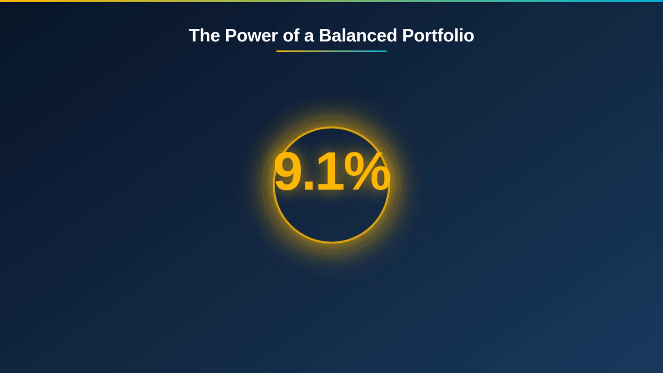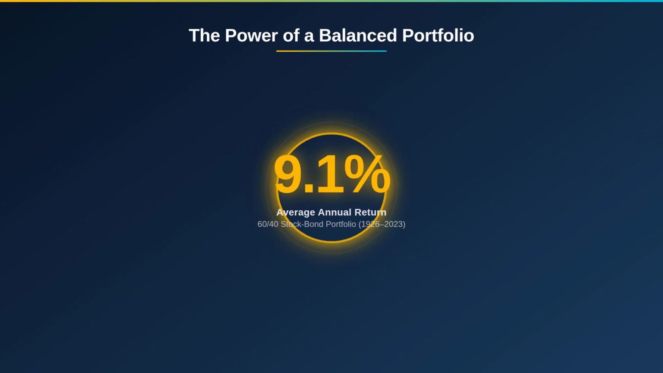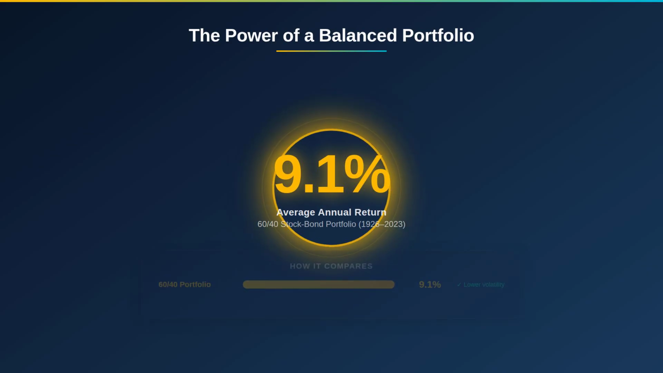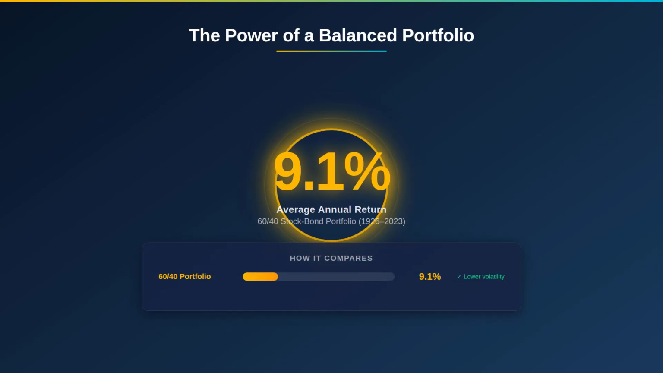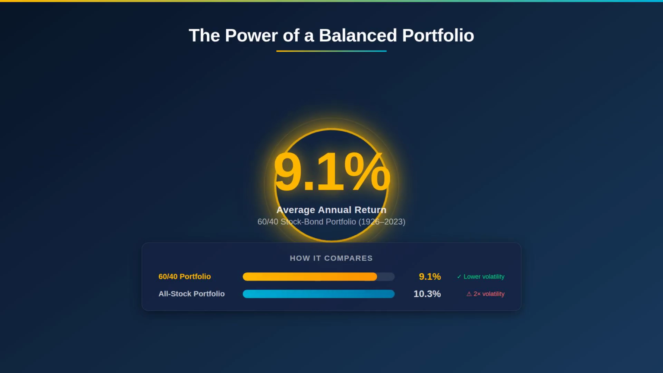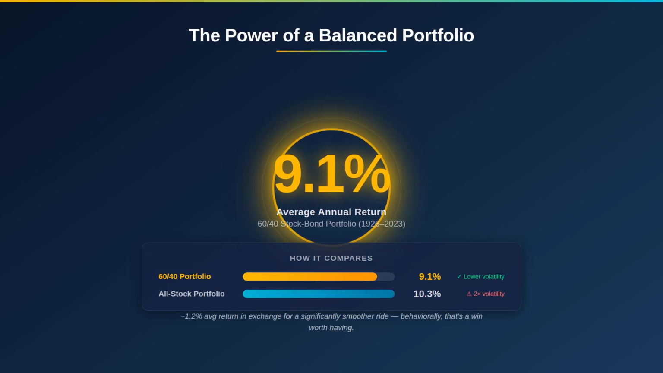Here's a number worth knowing. A classic 60-40 portfolio, that's 60% stocks and 40% bonds, has historically returned about 9.1% annually on average, based on long-term data going back to 1926. That's nearly as strong as an all-stock portfolio, which has averaged around 10.3% over the same period, but with meaningfully lower volatility. For a lot of investors, that trade-off makes total sense.